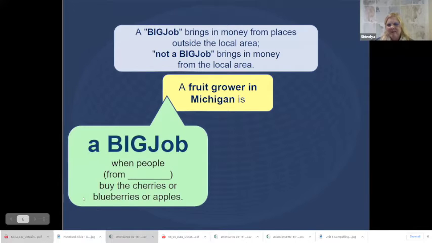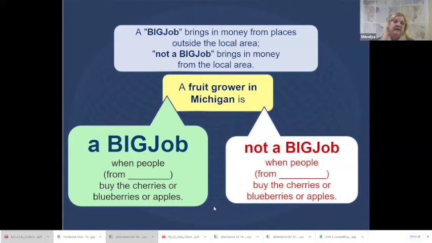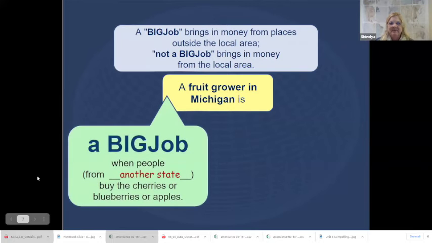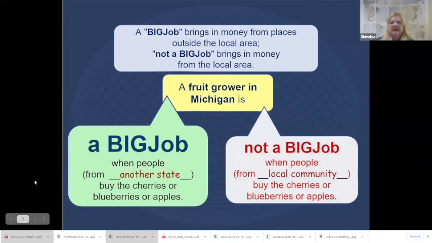And so again, we kind of leave that open, where people are coming from, or companies and possibly even other countries that are purchasing some of these agricultural products. Or is it a small fruit grower and they're just maybe selling their fruit at a local farm market? So again, here we go. If it's people or companies or stores from another state, or if it's just the local community.